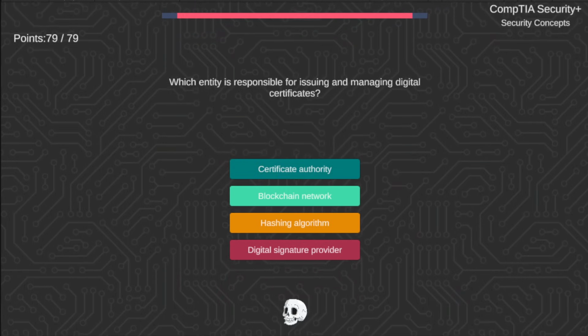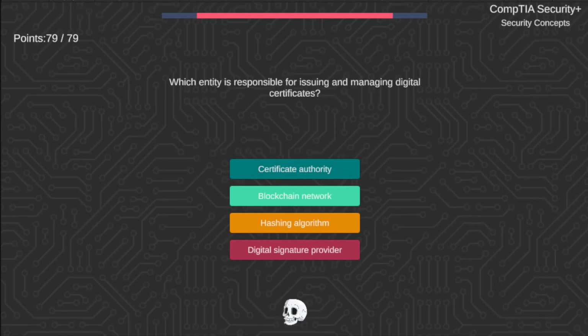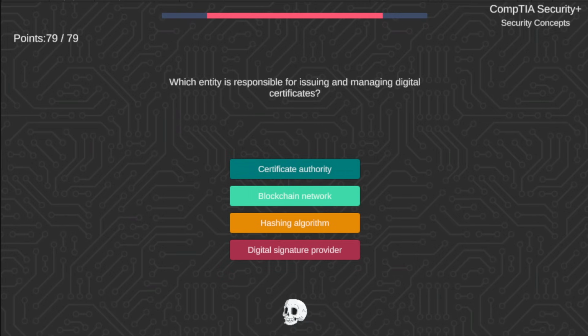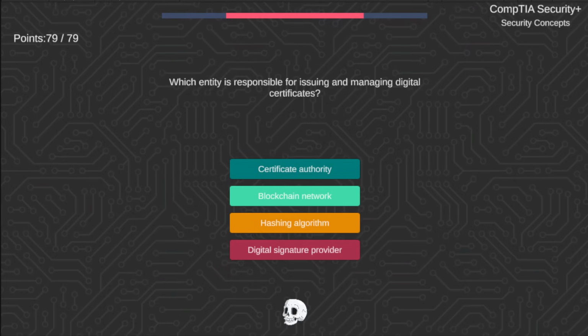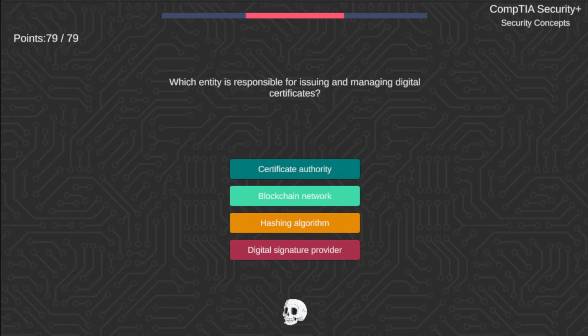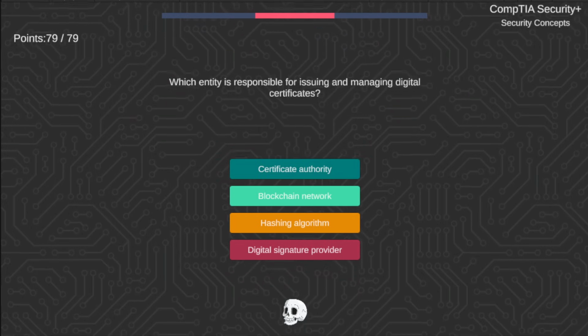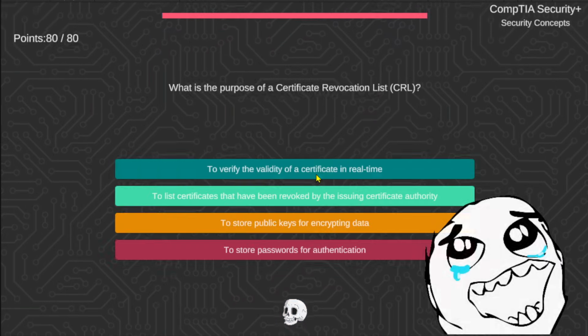Which entity is responsible for issuing and managing digital certificates? Certificate authority, blockchain network, hashing algorithm, or digital signature provider? Issuing and managing digital certificates. Correct answer is the certificate authority.